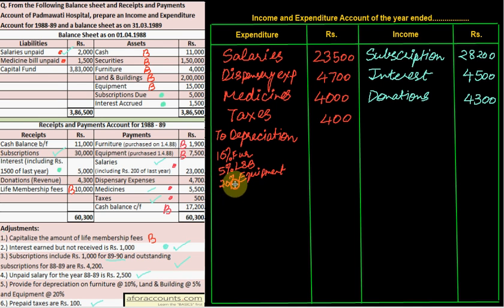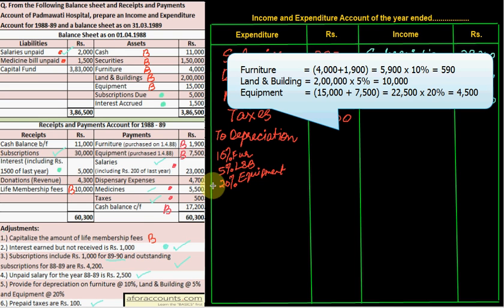So how will you calculate it? I'll show it to you. Now for the depreciation figures, first is your furniture. Furniture available in the old balance sheet is 4,000, and what you have got during the year is 1,900. So 4,000 plus 1,900 comes to 5,900, and it is mentioned that 10% depreciation. So 10% of 5,900 comes to 590. So 590 is your depreciation on furniture.